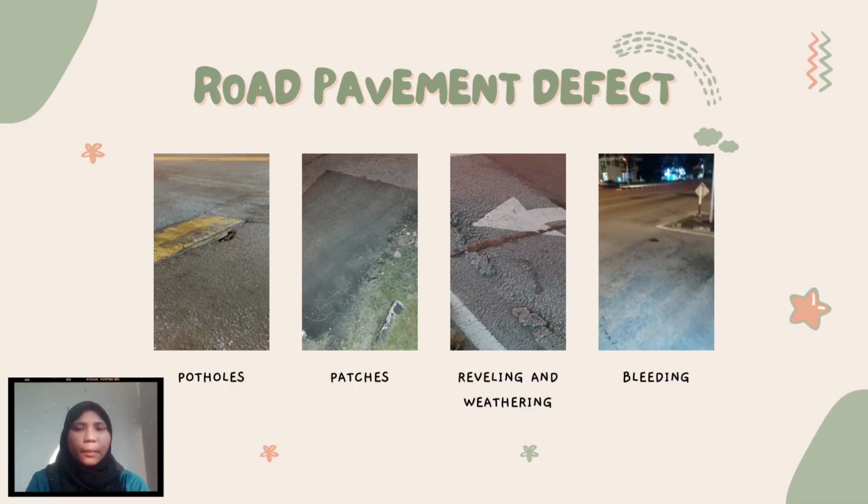Next, these are the road pavement defects that we found on Jalan Raja Dr. Nazrin Shah. First is the Potholes Road. Second is the Patch Road. The third is Ravelling and Weathering Road. And the last is Bleeding Road.